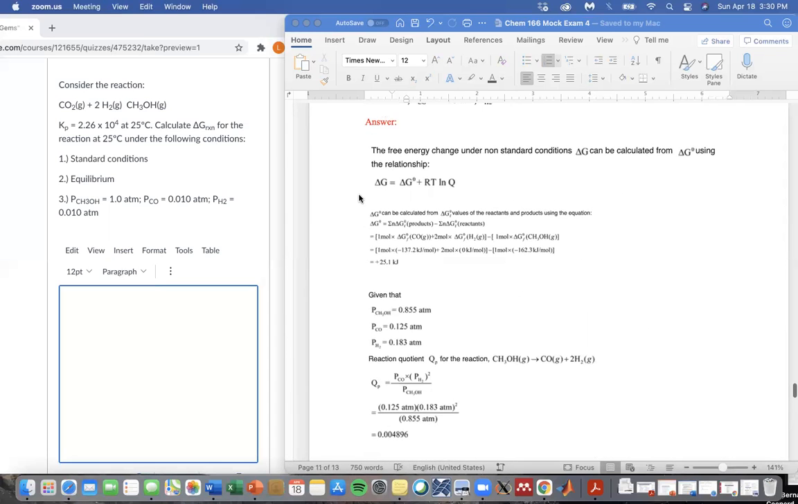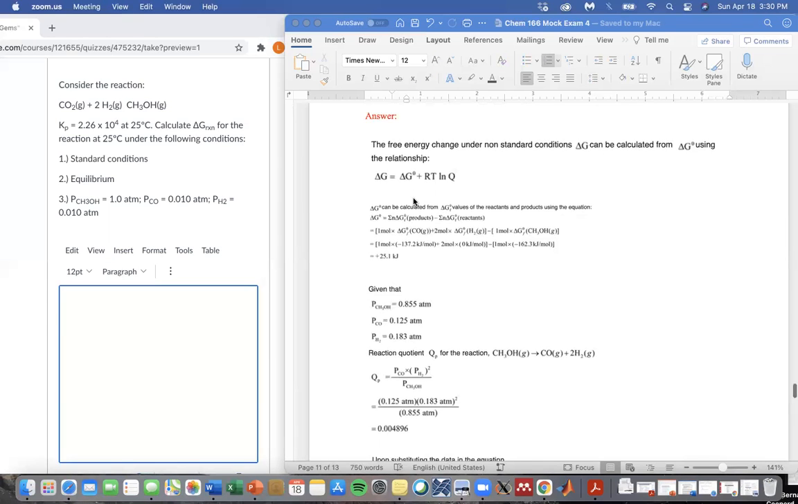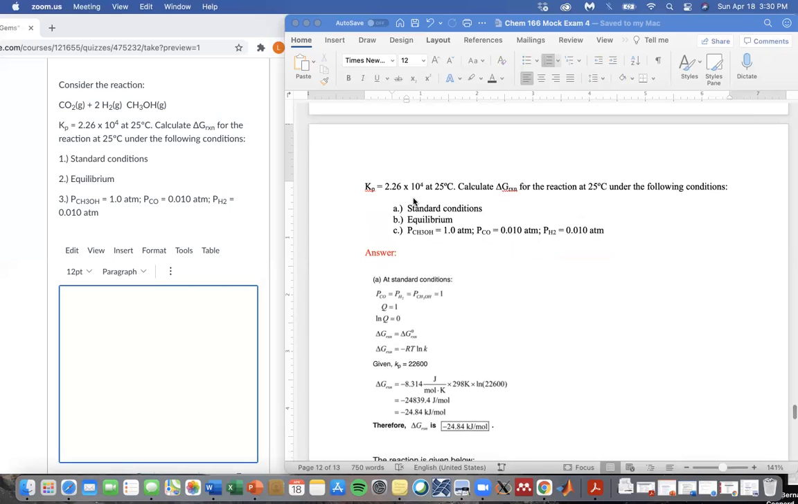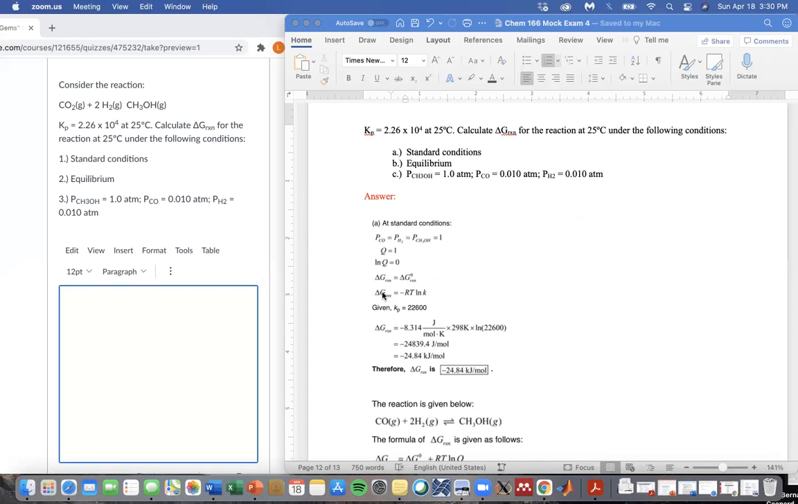This equation, just like you did in recitation maybe two weeks ago, maybe even this week. We just determined again that delta G equals delta G standard. So now we can switch our equations up and use delta G reaction equals negative RT ln K. We're given our K value, our temperature, and our constant. We know our constant already.